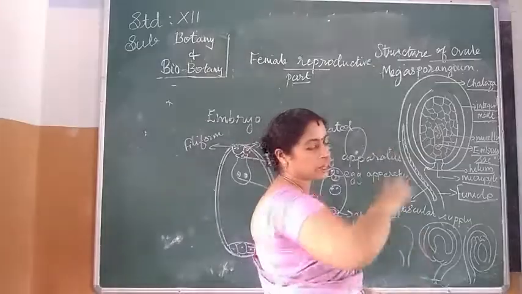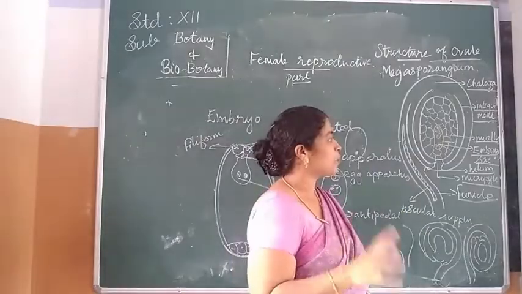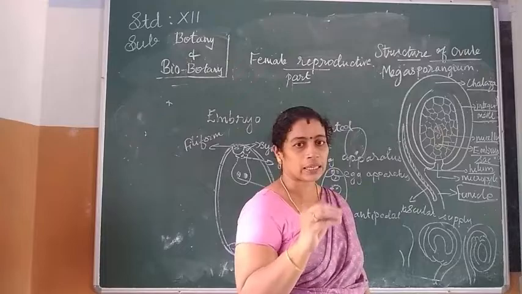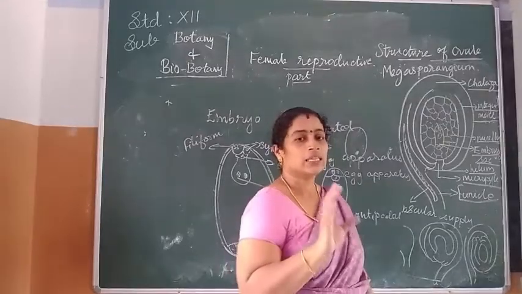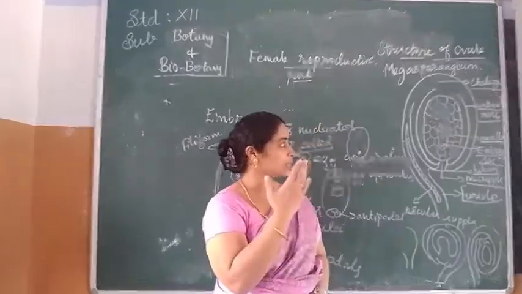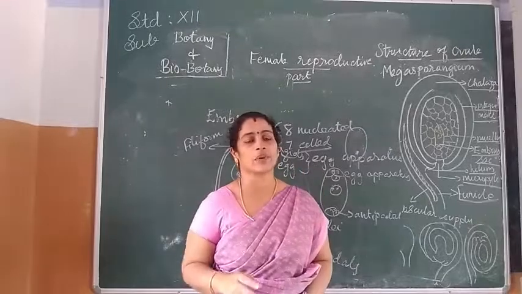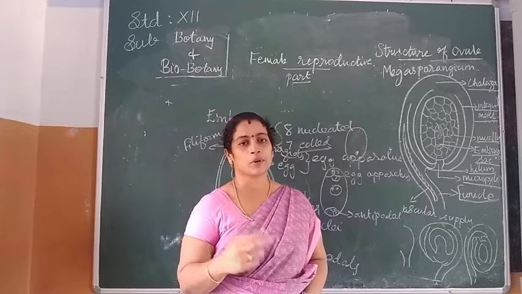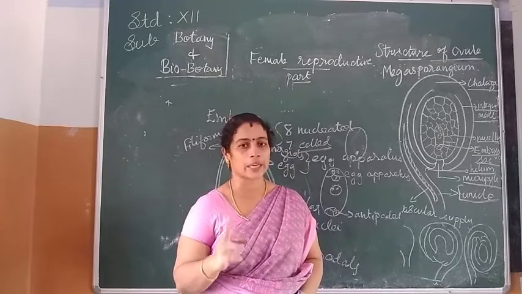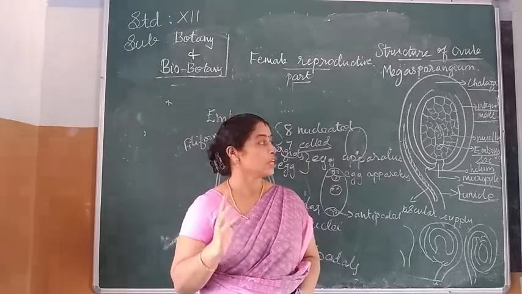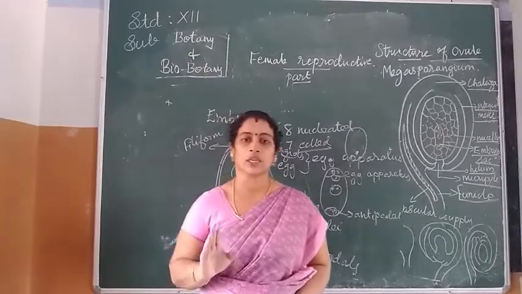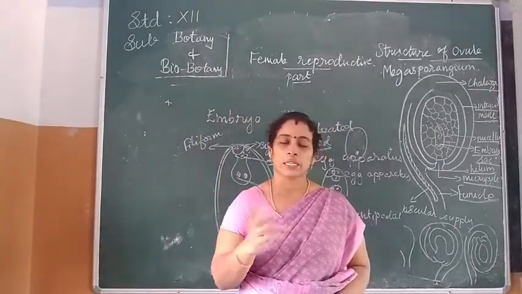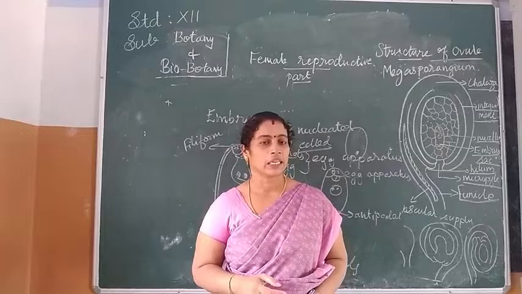The outer ridge-shaped structure is known as raphe. The main part of the ovule is the nucellus, where the embryo sac is embedded. The nucellus is protected by one or two coverings called integuments. According to the number of integuments, it is classified into two types: unitegmic and bitegmic. If there is only one integument, it is said to be unitegmic, and if there are two integuments, it is said to be bitegmic.